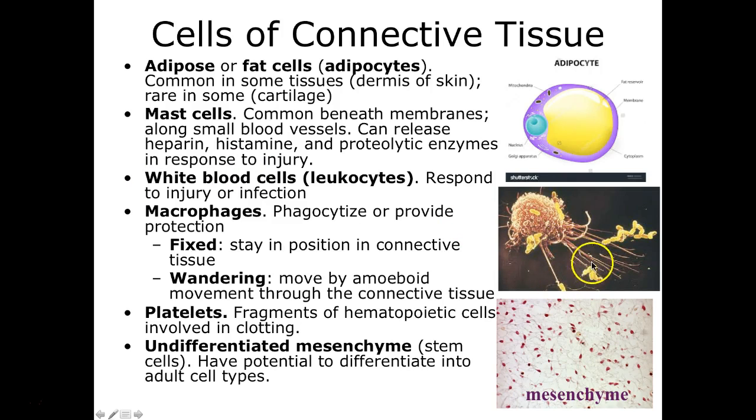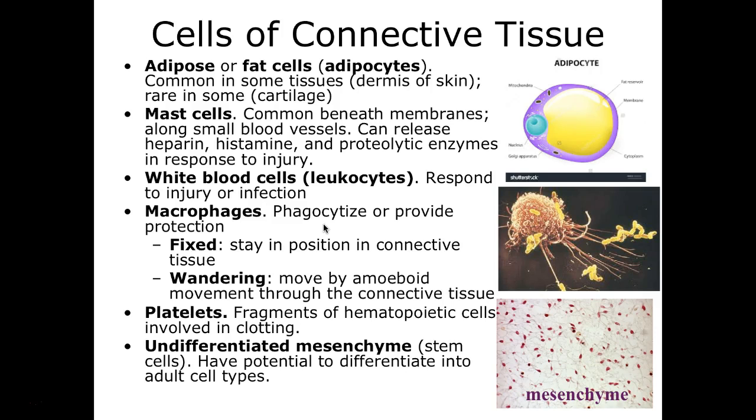Next, we have macrophages, and this is a picture of a macrophage here. Don't they look so cool with these extensions out here, about to phagocytize bacteria or gobble it up? And so they're providing protection for our body. We have two different types. We have fixed macrophages, and that means that they are going to stay in position within the connective tissue. So they're not traveling throughout the body.